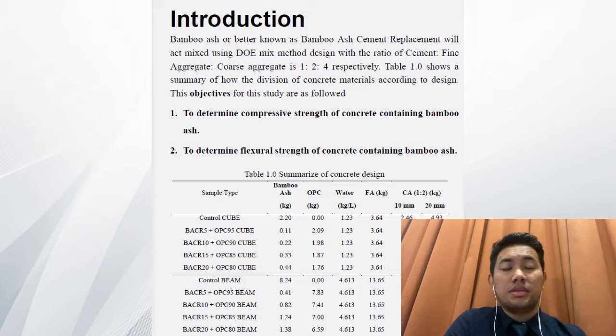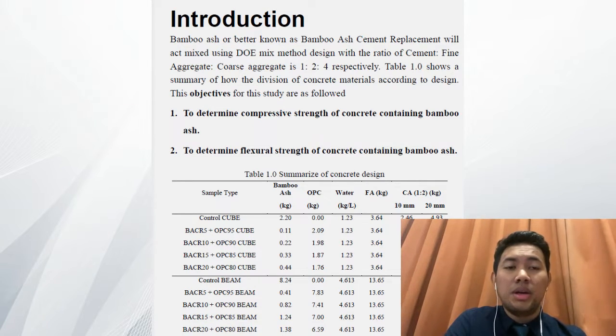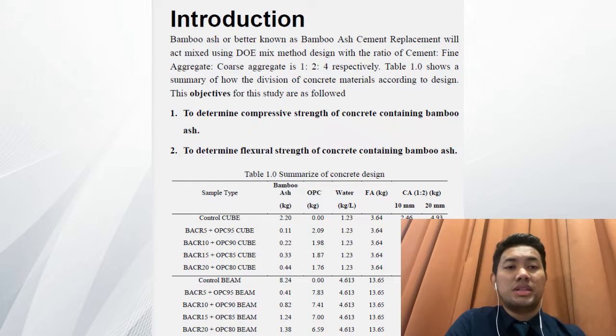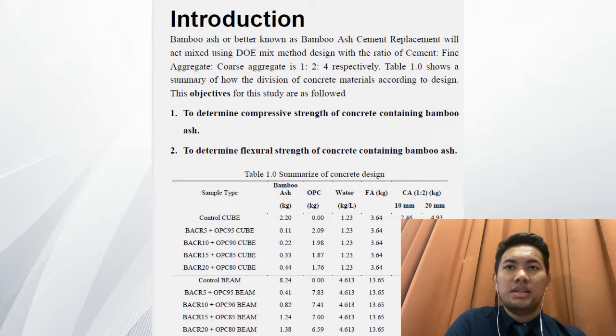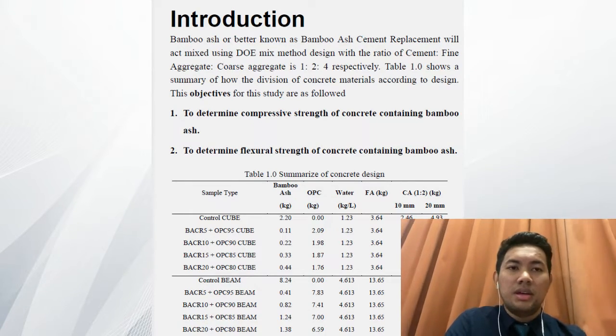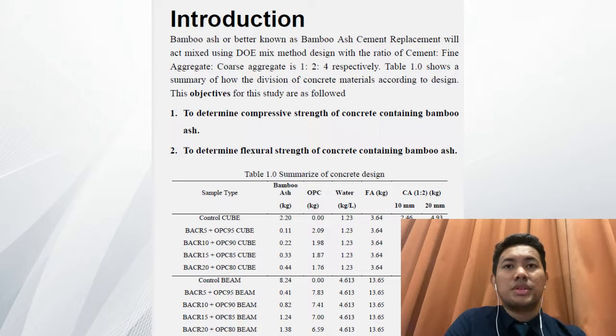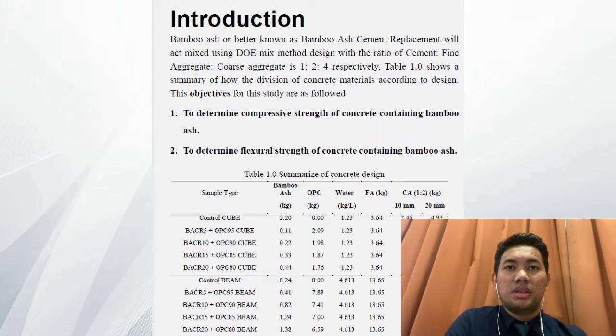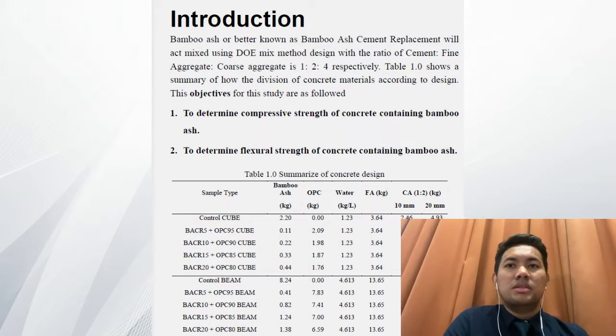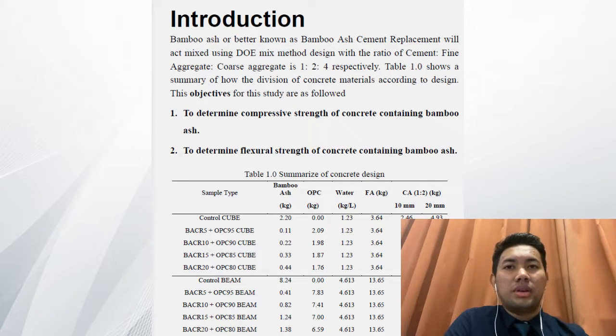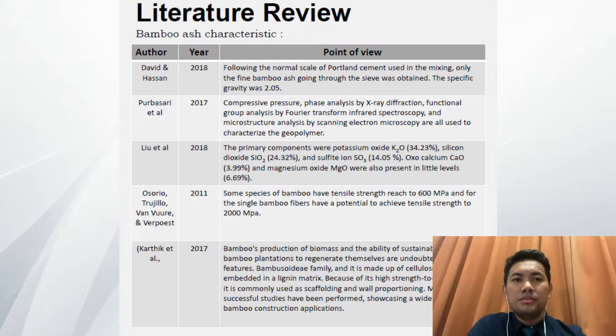Bamboo ash, or better known as bamboo ash cement replacement (BACR), will be mixed using the DOE mix design method, with the ratio of cement, fine aggregate and coarse aggregate being 1:4 respectively. Table 1.0 shows a summary of how the concrete materials are divided according to the design. The objectives of the study are to determine the compressive strength of concrete containing bamboo ash and to determine the flexural strength of the concrete.